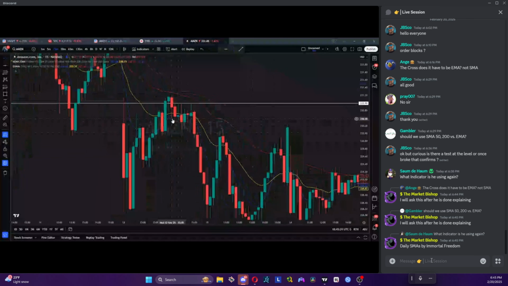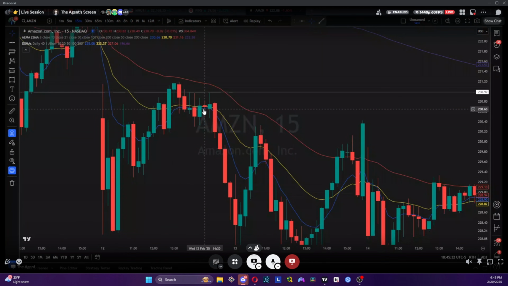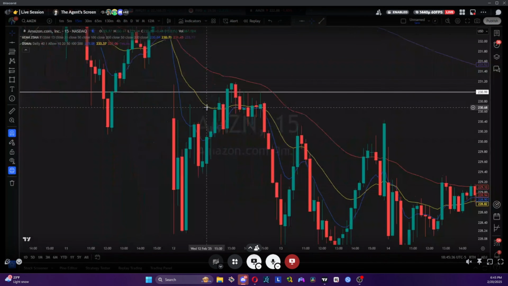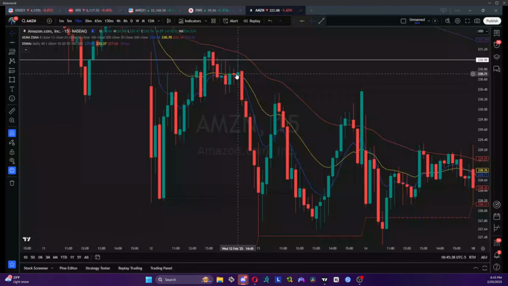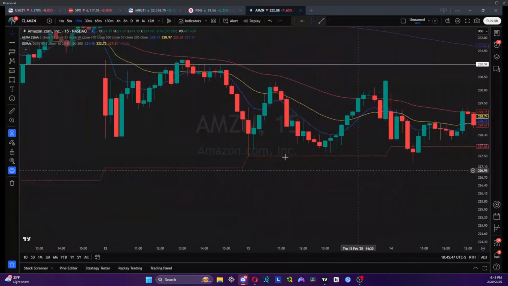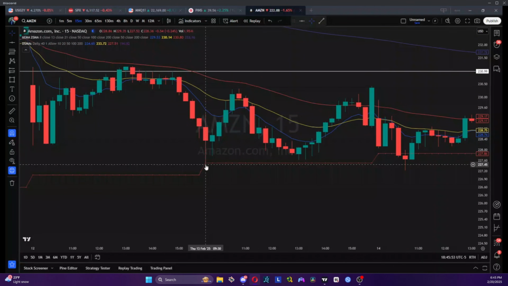Notice how on the 50-minute it tried to do an EMA crossover here. But it didn't do it. It was a fake out. And what happened? Price broke down and the EMAs started pushing down, down, down. And look at where price went. It went straight to that 50 SMA, which is the daily.